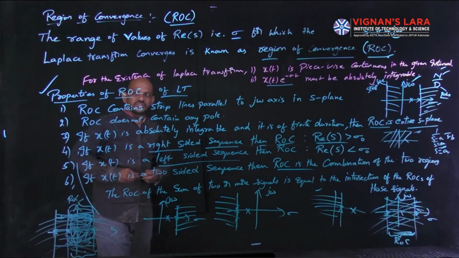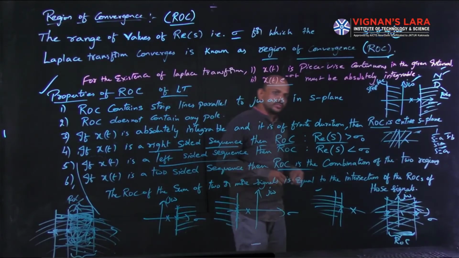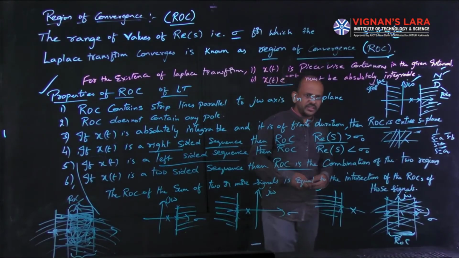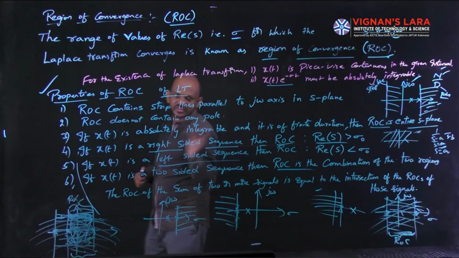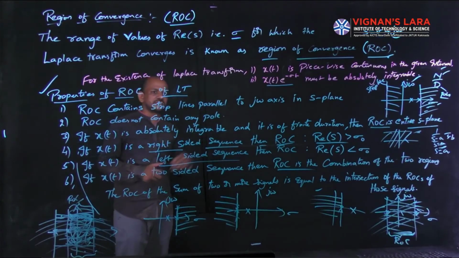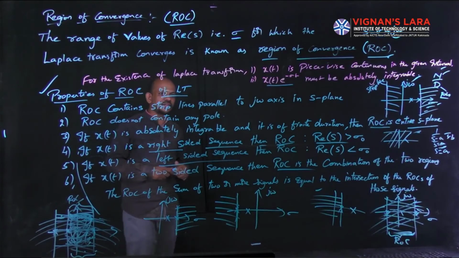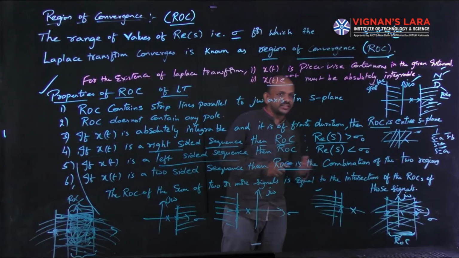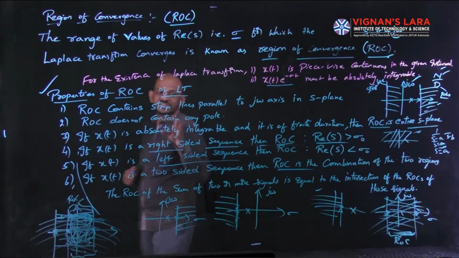Okay, so these are the properties of the ROC of a Laplace transform. Based on the properties, we can get the ROCs of different signals after finding the Laplace transform of that signal.